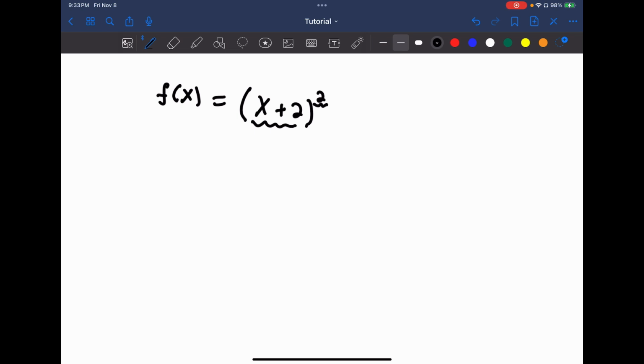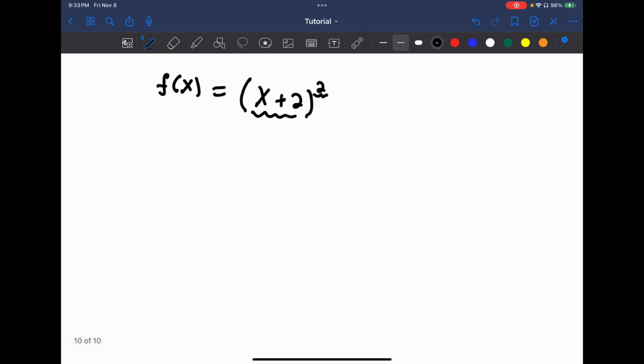However, right now, we only have the constant rule and the power rule, so we have to make use of that. Luckily, this function, we can expand this function. So x plus 2 to the power of 2 can be written as x to the power of 2 plus 4x plus 4. And this is much easier to differentiate.